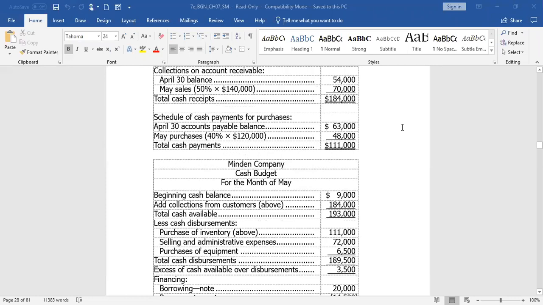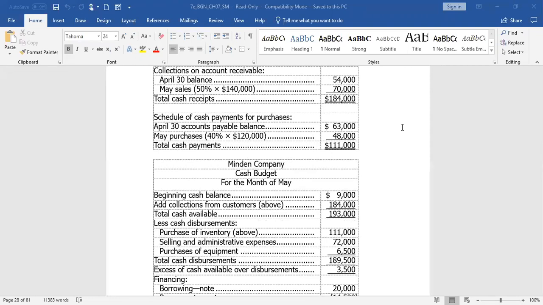Now, how will we create our cash budget? Well, we have to start with the beginning cash as of May 1st, which was $9,000 given in the problem. We'll add the cash collections from customers of $184,000 that we just determined. So the total cash expected to be available is $193,000. Of that, we already determined the amount of cash we will pay for inventory purchases, $111,000.